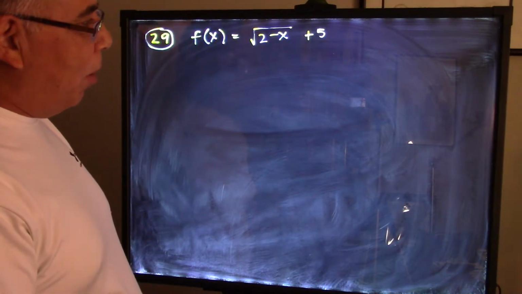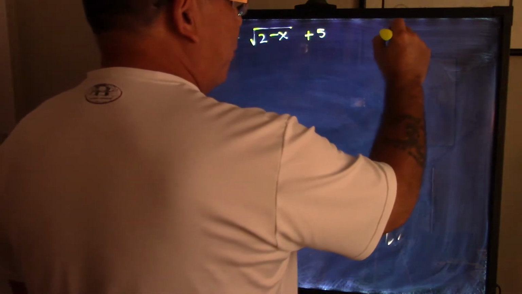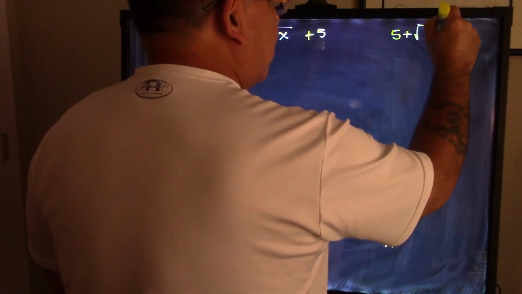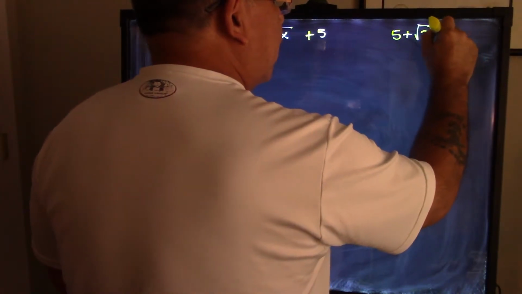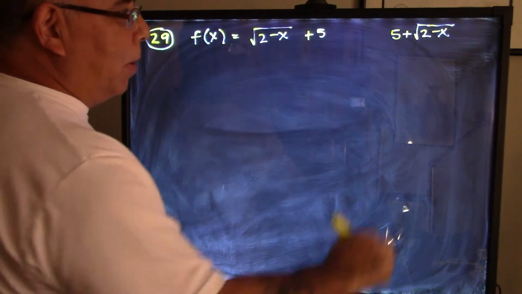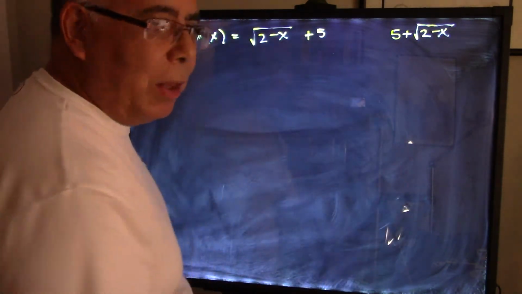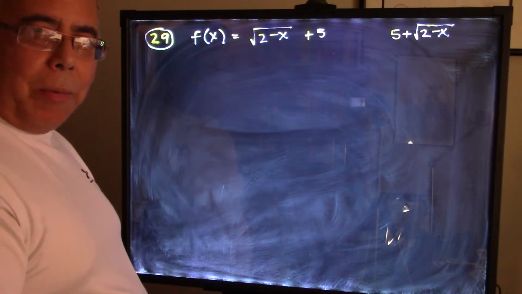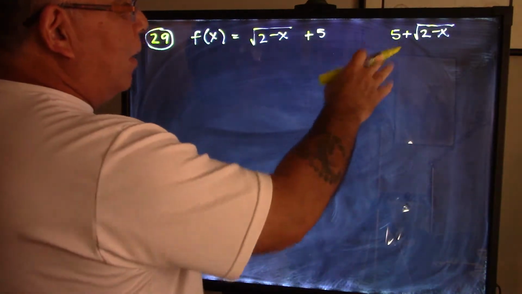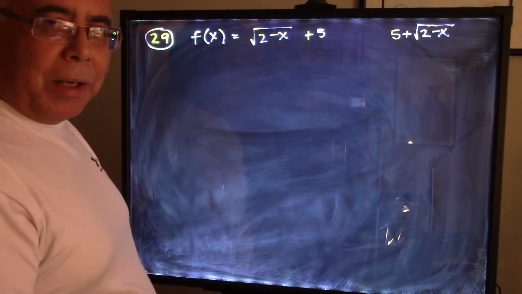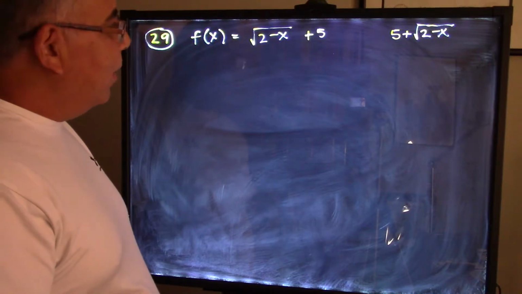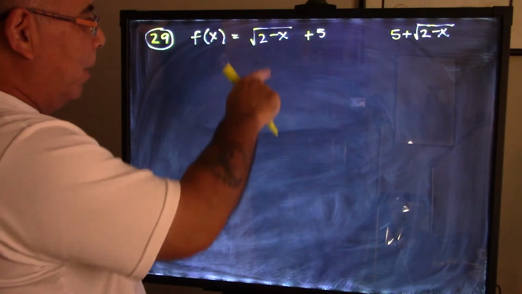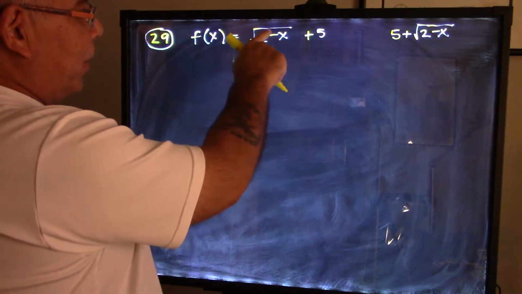Now if you want to avoid all possibilities of confusion, you would put the 5 first. 5 plus square root of 2 minus x. This is equivalent to this, and there's less confusion. You can definitely see the 5 is not under the radical. All right, it's not in the radicand. So that's an alternative way of doing it, and there's less confusion that way. So it's your choice as to how to write it. If you write it this way, be careful about how far you extend this radical sign.